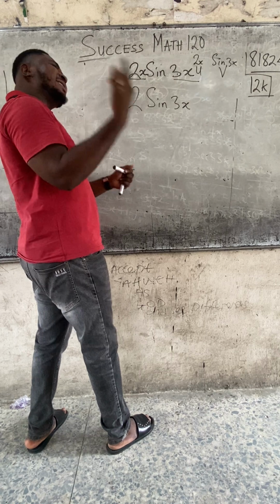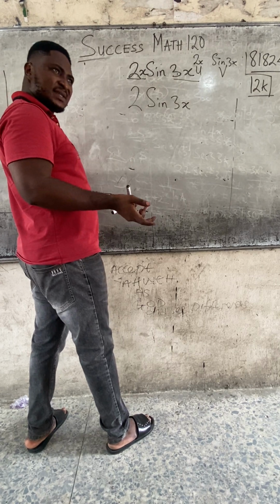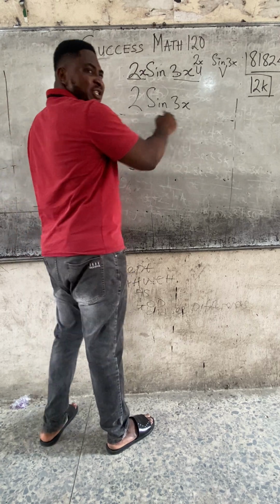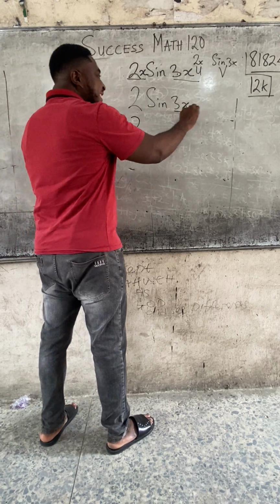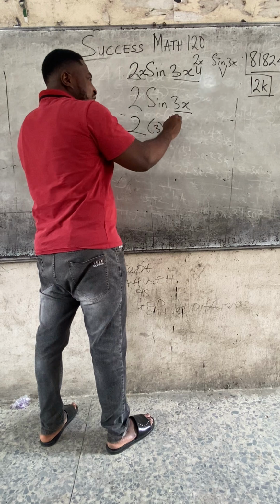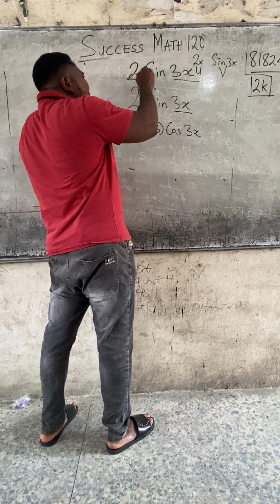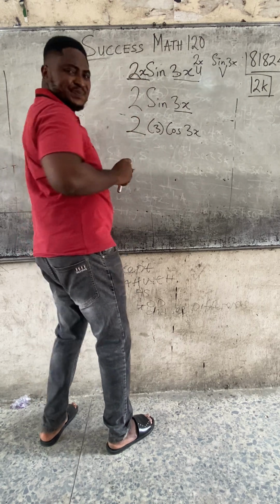So you said the rule keeps changing depending on the question. If it's just 2 sine 3x, just write down your 2, differentiate 3x, you have 3, sine changes to cos, and repeat your 3. But you can't do that here because this is 2x. Class, the rule is different. This is the product rule.